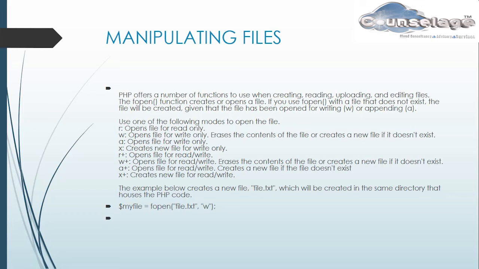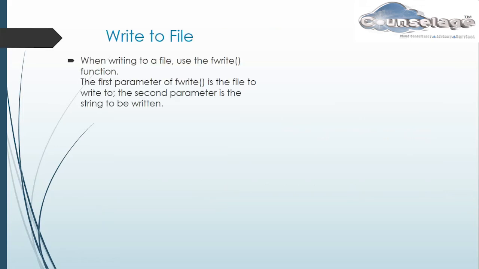The example below creates a new file, that is file.txt, which will be created in the same directory that houses the PHP code. So the variable myfile equals fopen, that is, open file.txt with the write mode, write to file. When writing to a file, use the fwrite function. The first parameter of fwrite is the file to write to. The second parameter is the string to be written.